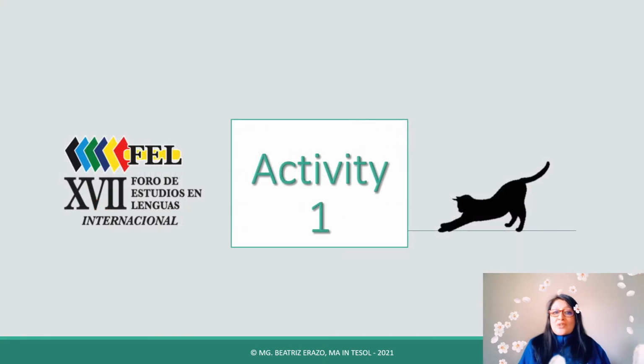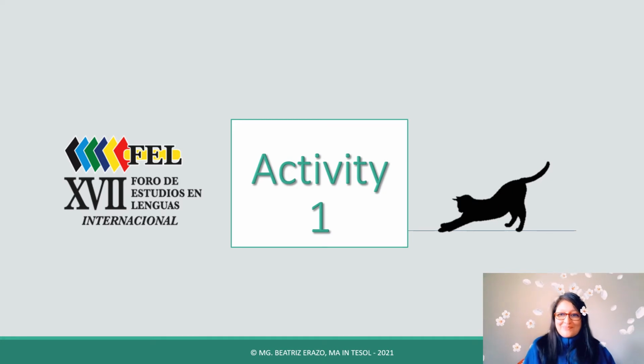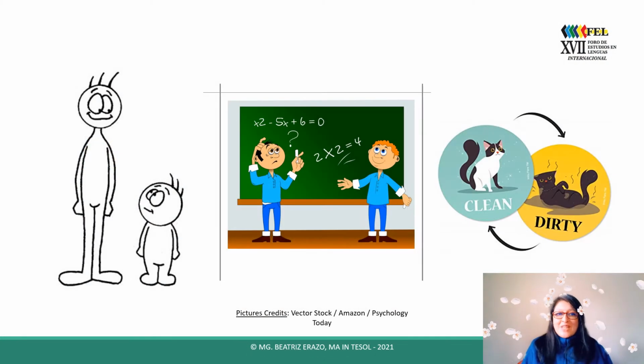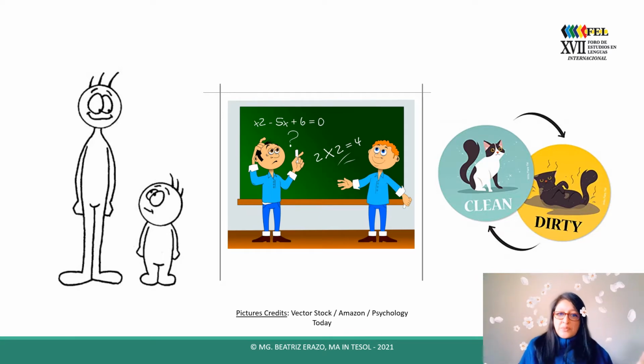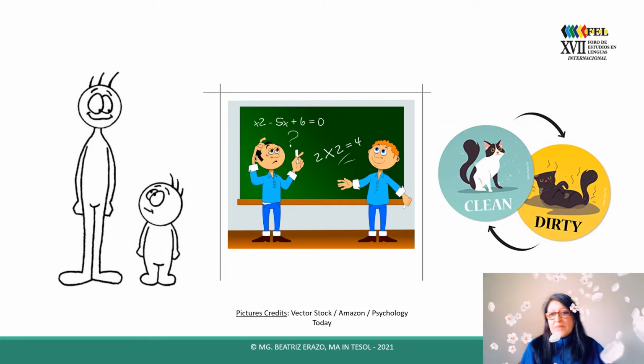So let's go directly to the first activity of this presentation. So what do you see in the three pictures that you have here? Yes, you can see adjectives. For example, in the first picture, we have a tall man and a short man. And then on the second picture, you can see that there is a difficult math problem versus an easy math problem. And here we can see a beautiful clean cat versus a poor dirty cat.